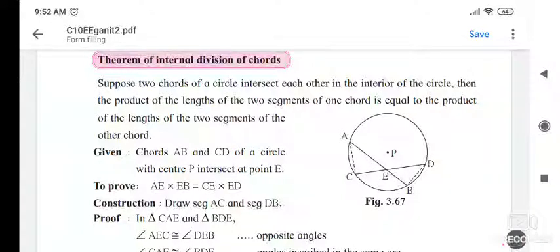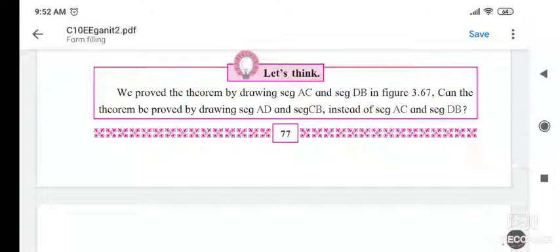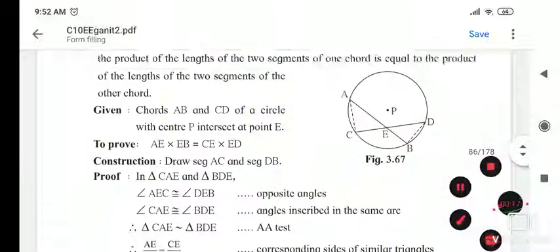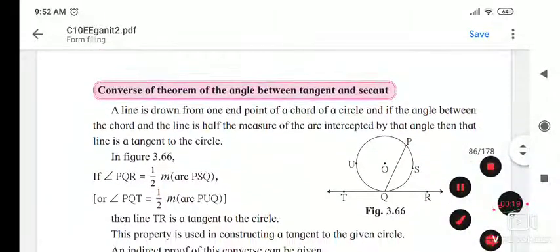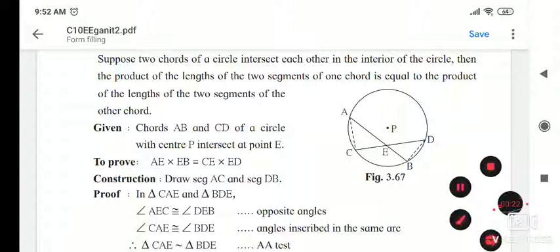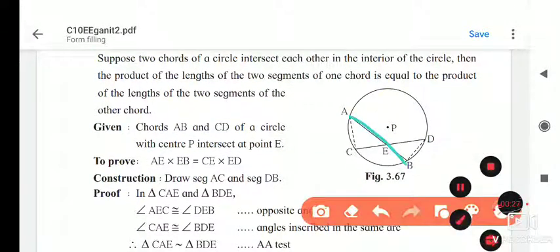Hello students, today we will see the next part of the circle. Before that, we will just recall the theorem of internal division of chords and the theorem of external division of a chord. First of all, in the theorem of internal division of a chord, we had seen that these are the two chords, AB and CD.